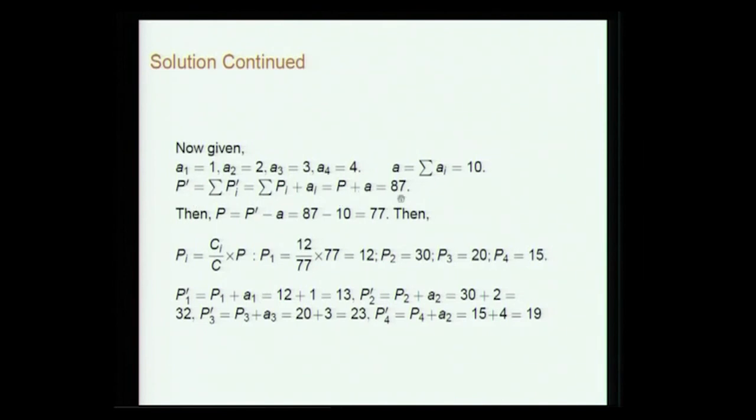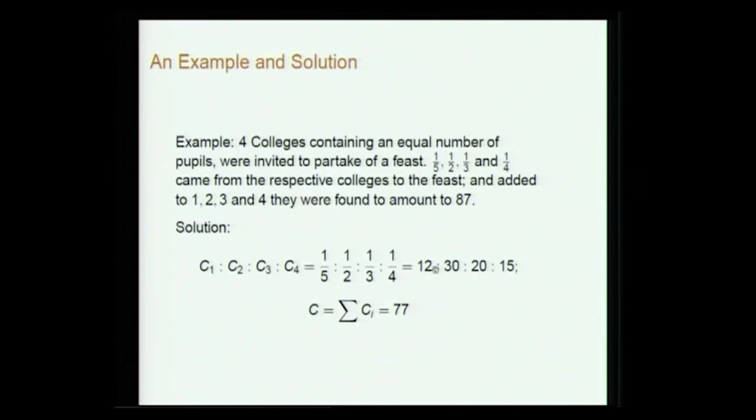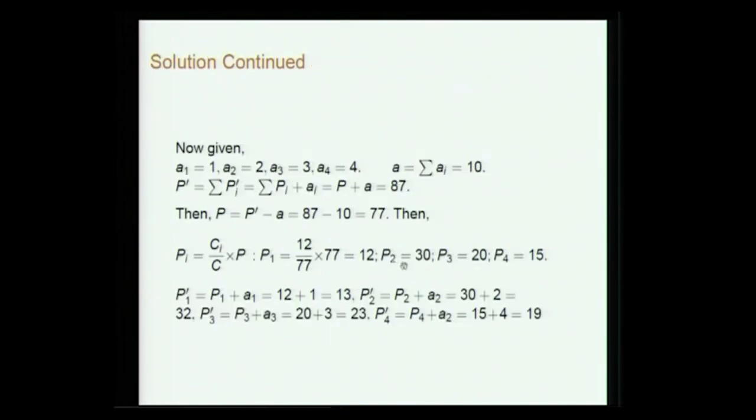So then P prime is 87, and then P will be 77, because P prime 87 is what is given, and A is 10, so your P will be P prime minus A, which is 77. Then from 77 you get P i as C i by C into P. So P1 is 12 by 77 into 77, that is 12, P2 is 30. What is coming here is this contribution 12, 30, 20, 15, and those are the corresponding quantities you have to multiply. So you get P2 is equal to 30, P3 is equal to 20, P4 is equal to 15. So this is the number of students who have come from the various colleges.